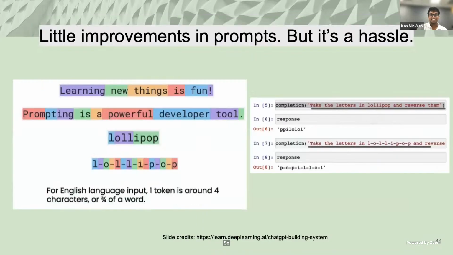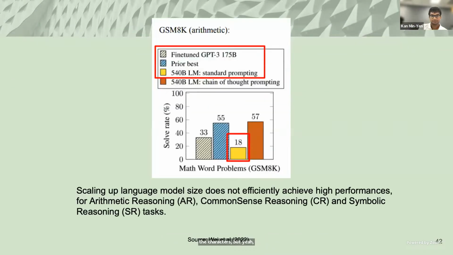To overcome the reasoning issues large language models have, we can make little prompt improvements, but it's a hassle. For example, in this question, we try to reverse the letters in the word lollipop, but it gives a wrong answer. By adding dashes between the letters, you can easily get the correct answer. This is mainly because of the way it tokenizes the characters. But it's a hassle when you try to do things at a large scale.